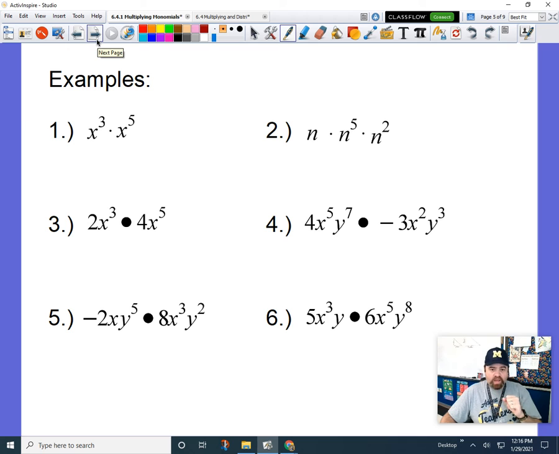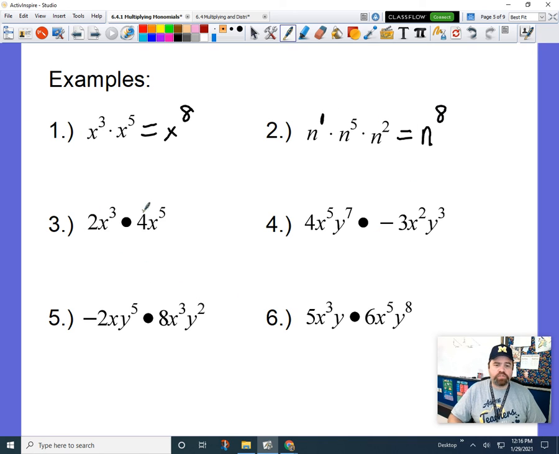So I'm just going to kind of highlight the things that I think are more important than others here. X to the third and x to the fifth, again, you can write out that string of 8 x's and then condense it back down, but these should just be pretty straightforward, x to the 8th power. Now, this one here, there is a single n up here. Generally, a single variable won't have an exponent on it, but for our purposes, there is an understood exponent of 1 on there. So when you condense that down and put it together with the others, you've got an n to the 8th power, 1 plus 5 plus 2. This one, 2 times 4, your coefficients are going to give you a new coefficient of 8, and then an x to the 8th power.